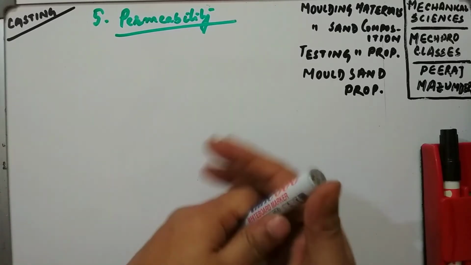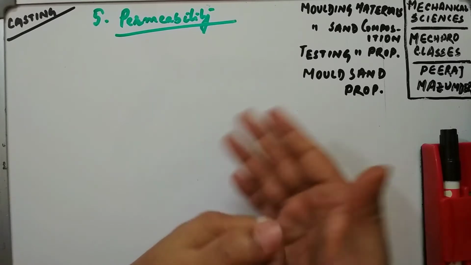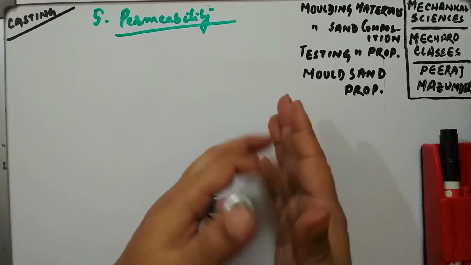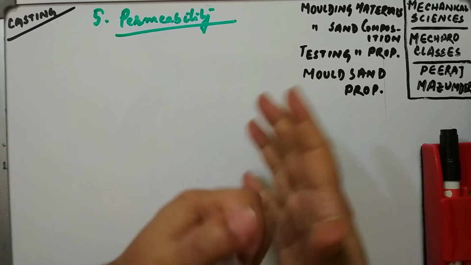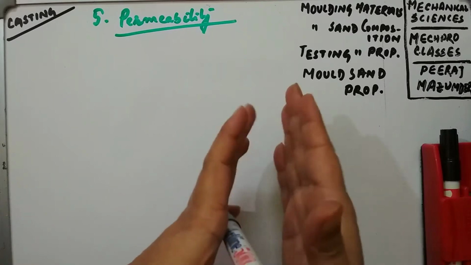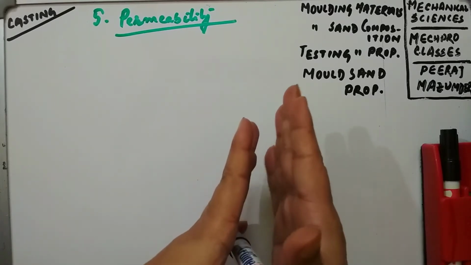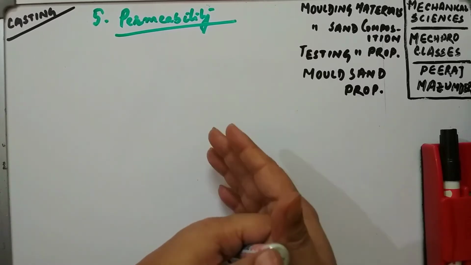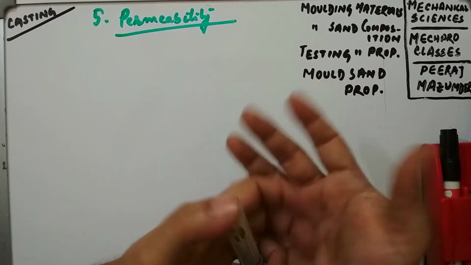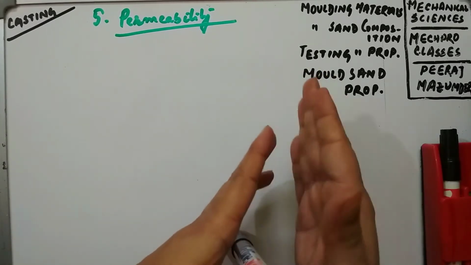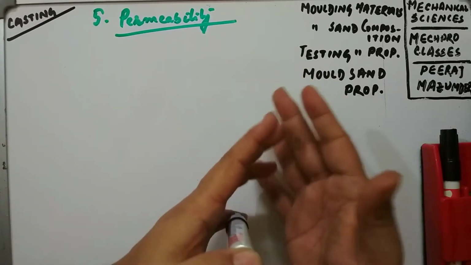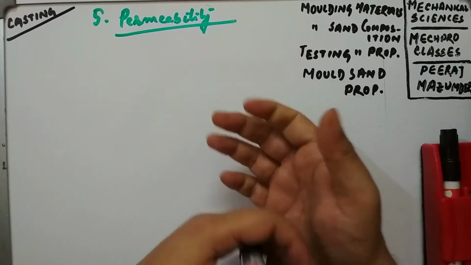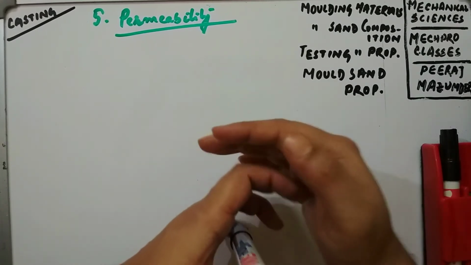Next one is your permeability. I already mentioned the usefulness of permeability during the casting process, because due to high temperature, there will be gases produced out of the mold cavity, and you need to provide safe passage for the gases for their easy escape out of the molding cavity. Now, what is permeability? That is the ability to permit the escape of gases from the molding sand.